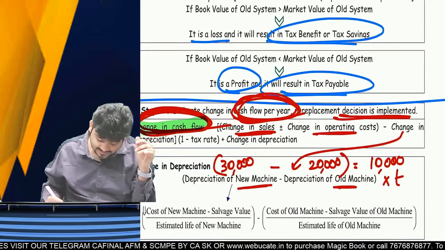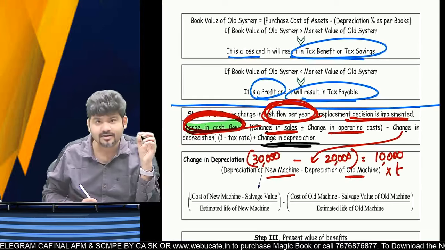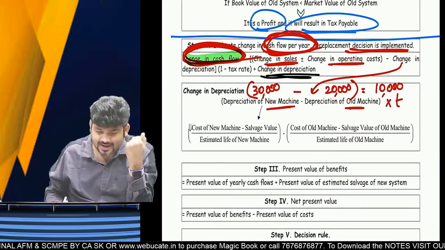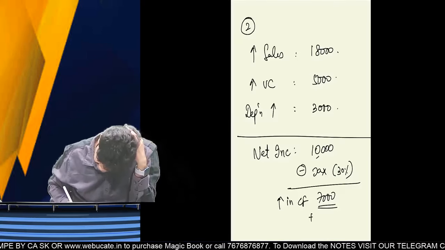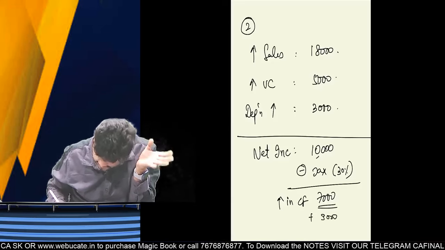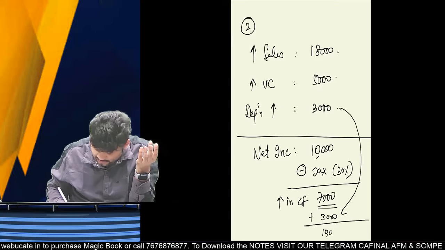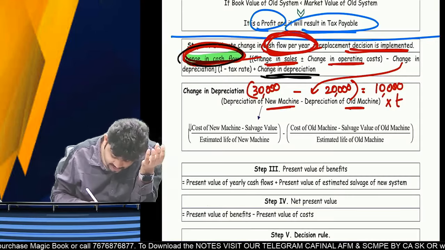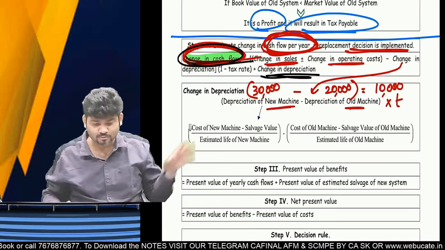But at the same time, there is a change in depreciation as well. Earlier, my depreciation used to be different. Now, my depreciation has increased. So, say my depreciation has increased by 3,000. Just an example here. So, in all, change in cash flow, which is the second part, will become 10,000. Are you clear?